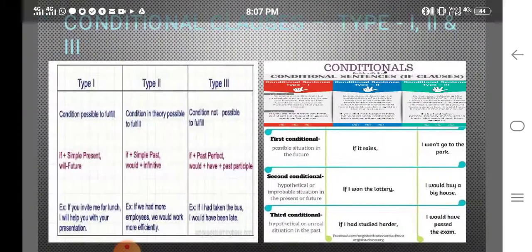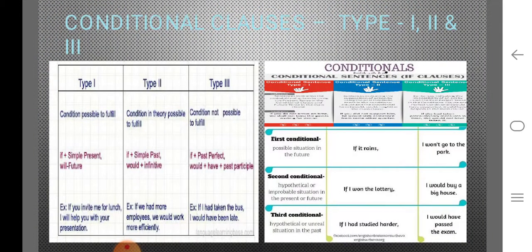Right? So these are the different conditionals, type 1, type 2 and type 3, which you have to remember. Type 1 starts with if plus present tense plus will and future. Type 2 starts with if plus simple past, would and infinitive. Type 3 starts with if, past perfect, would have and past participle. Kindly have this registered in your mind so that it's easy for you to identify, once you read the sentence, which type of if clause is used in it.